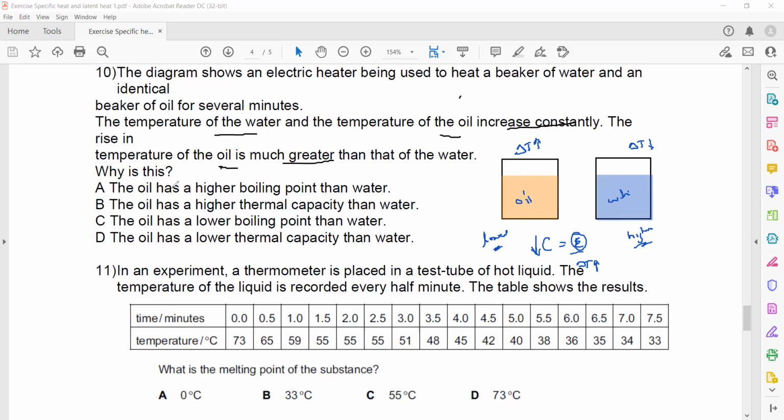So the question is, we are supplying energy, why is the temperature change of oil greater as compared to that of water? Because oil has a lower thermal capacity. The one with a lower thermal capacity will show a greater change in temperature, and the one with a higher thermal capacity will show a small change in temperature, because higher thermal capacity means it can store a greater amount of energy before the temperature changes by 1 degree. Is this clear? Question 10.